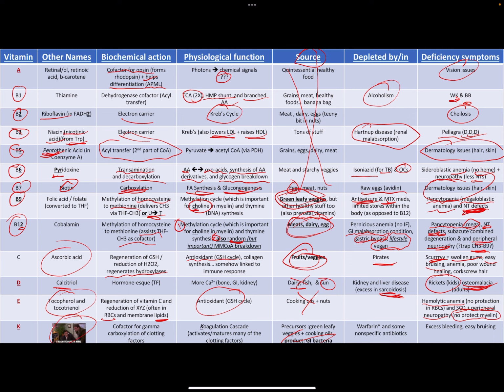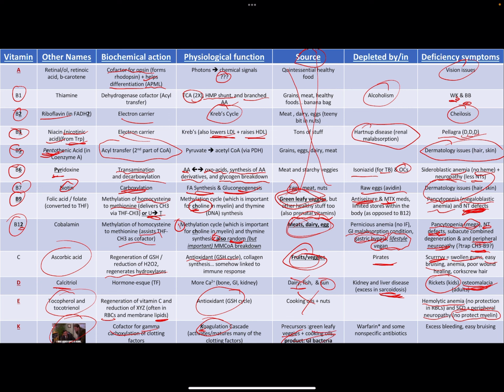Vitamin K, as far as I know, there's no nickname. I'm sure there's tons of little names, but I don't know if you're responsible for or it's high yield to know the nicknames there. Gamma carboxylation is what vitamin K assists with. Remember that it has to be regenerated by epoxide reductase, but warfarin can inhibit that. Vitamin K for coagulation. It's going to help mature a lot of our clotting factors.